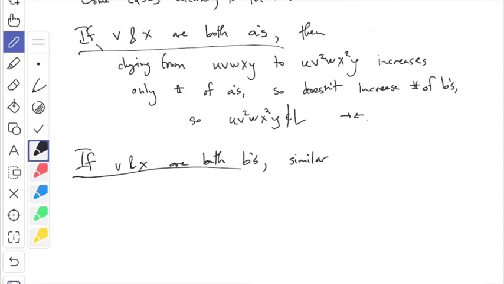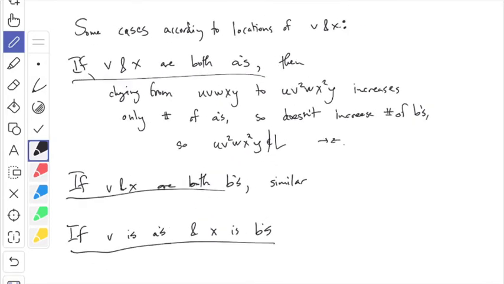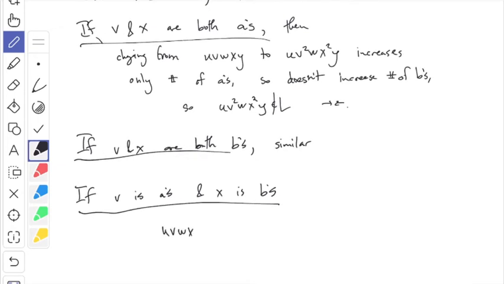All right? What if one of them is A's and the other is B's? So there's like 2 options, right? It could be the V is A's and the X is B's, or the V is B's and the X is A's. So if, let's say if V is A's and X is B's, then what? Well, now the locations matter, all right? If V is A's and X is B's, remember U, V, W, X, Y is this format, A to the N, B to the N, A to the N. If the V is made up of A's and the X is made up of B's, it means the V actually is part of the first block of A's because it comes before those other B's.